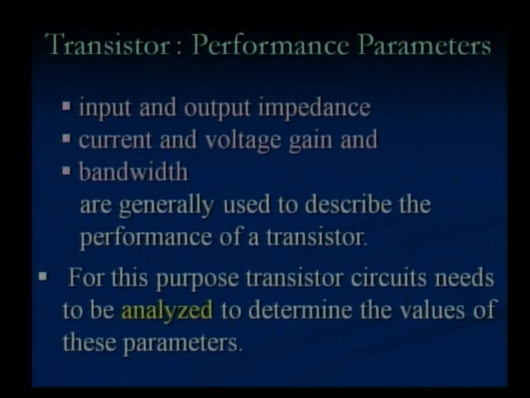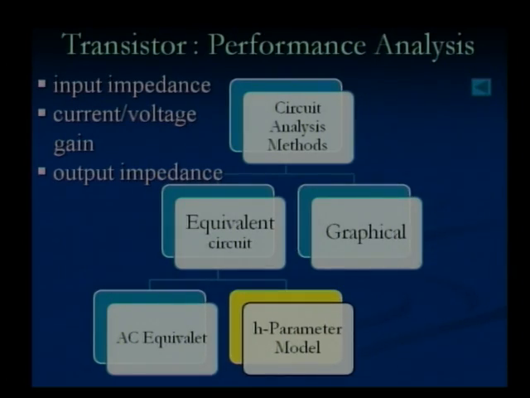Now to determine these parameters, that is, what values a particular transistor has, we need to analyze the circuits. By the analysis of that circuit, we come to know the parameters. There are many methods that we can apply to know the performance parameters, or you can say to analyze the transistor circuit to determine the input impedance, either current or voltage gain, or its output impedance. Mainly the equivalent circuit method and the graphical method are the two widely used methods.